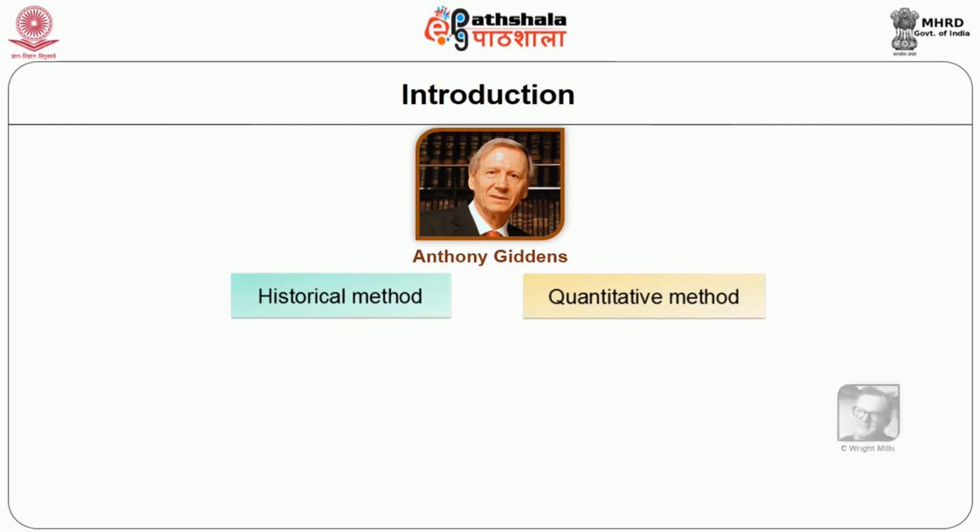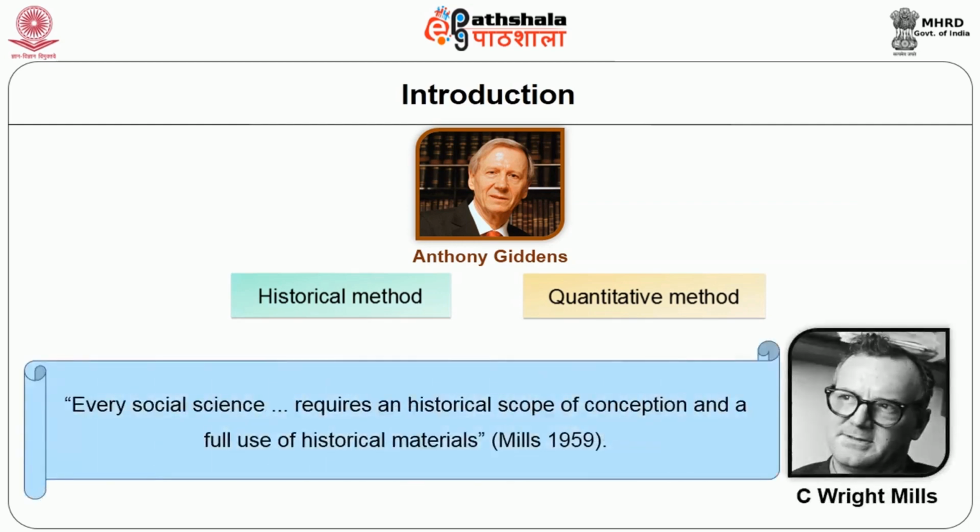quantitative one. 2 decades earlier, C. Wright Mills had made a similar exhortation. Every social science requires an historical scope of conception and a full use of historical materials.